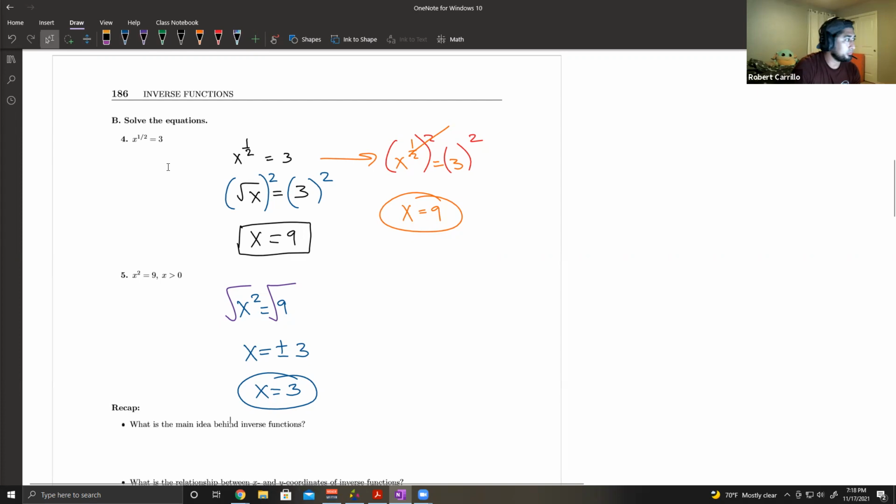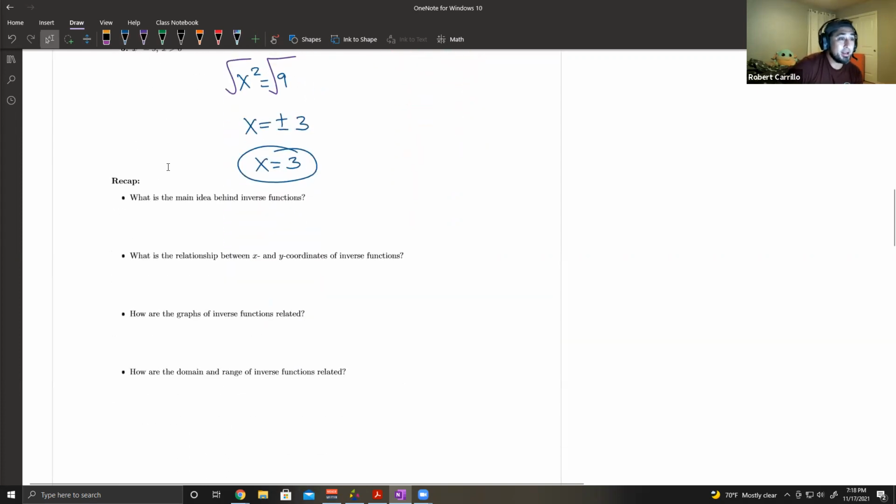Okay. Now just a recap on inverse functions. What is the main idea behind inverse functions? Then what is the relationship between x and y coordinates? How are the graphs of inverse functions related? And how are the domain and range of inverse functions related? So what is the main idea behind inverse functions? Shoot, I don't even know that answer. What would we say? The main idea behind inverse functions. Or what would be another way to word that?